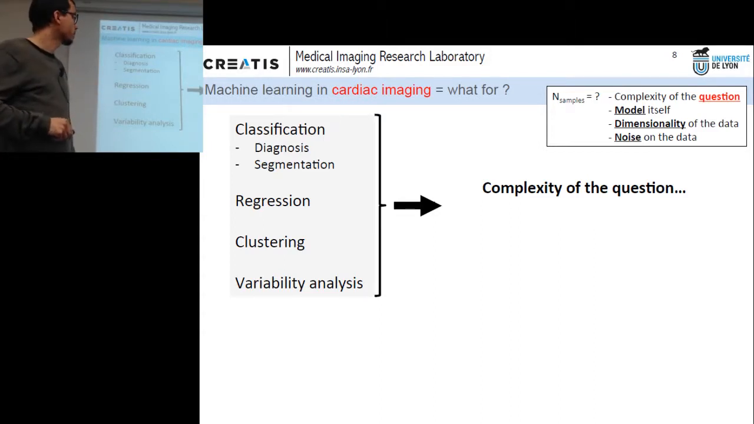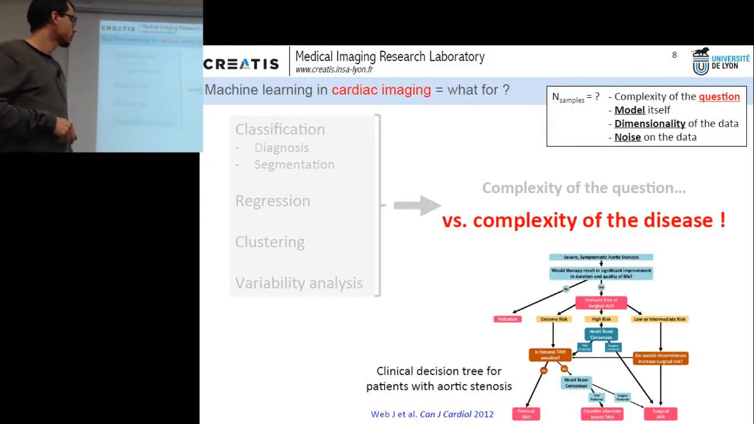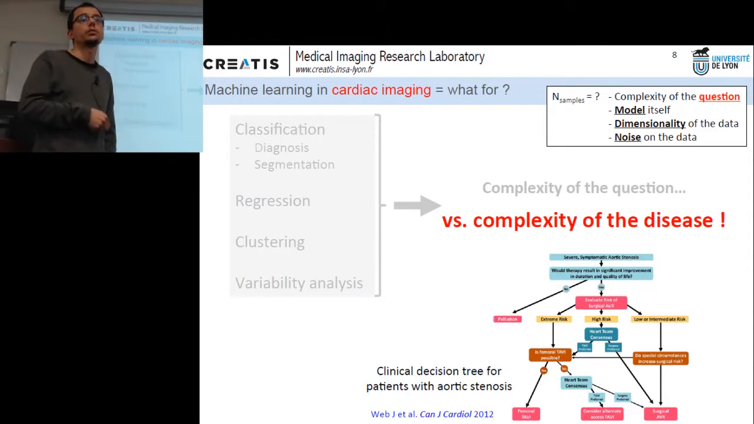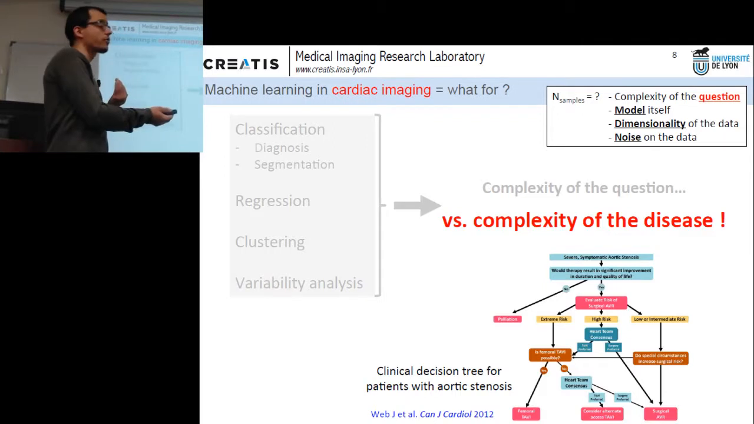I remind you that the question is complex and that's a key point here, but actually that's not the only thing. The key point here is the complexity of the disease. Because you may want to do elaborate things or say, I don't have enough data, I will add synthetic data to my database, but diseases are really complex. So up to which level our simulations may go with respect to the disease complexities, that's a key challenge.